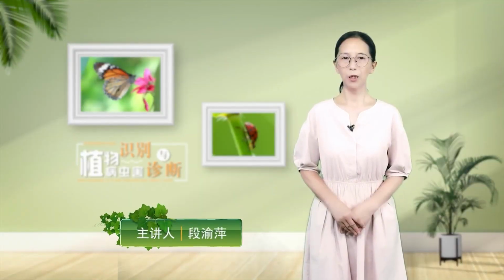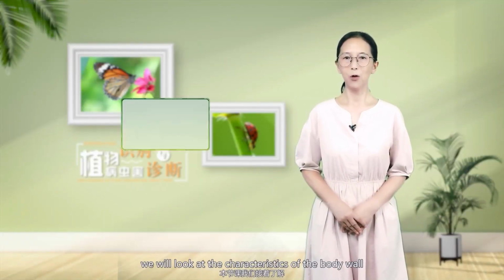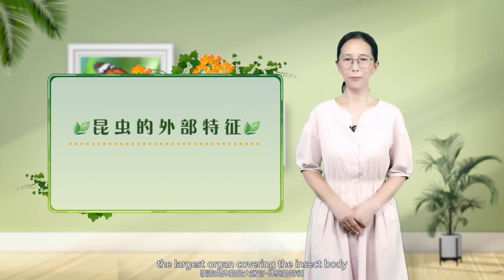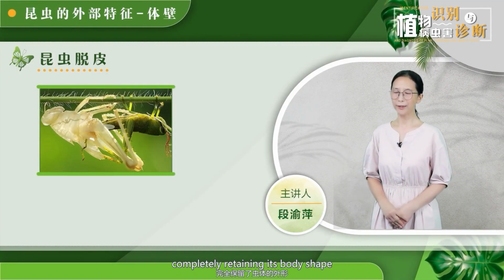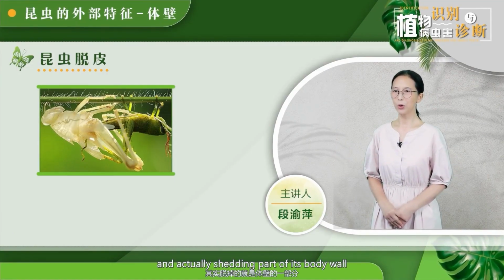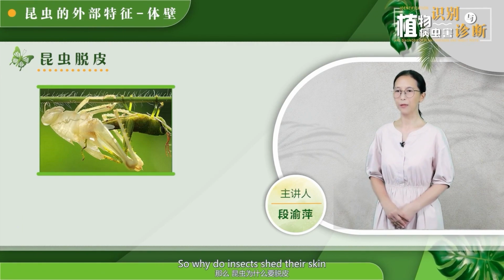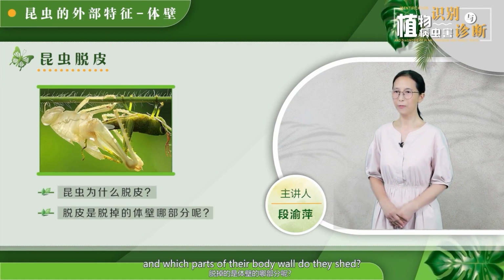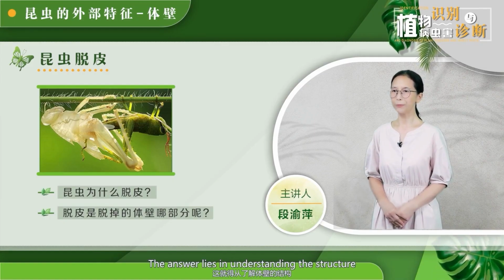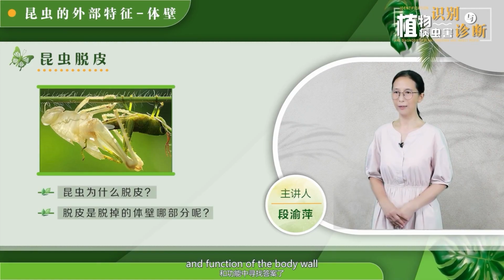In this lesson, we will look at the characteristics of the body wall, the largest organ covering the insect body. We can see that this insect is shedding its skin, completely retaining its body shape, and actually shedding part of its body wall. So why do insects shed their skin, and which parts of their body wall do they shed? The answer lies in understanding the structure and function of the body wall.